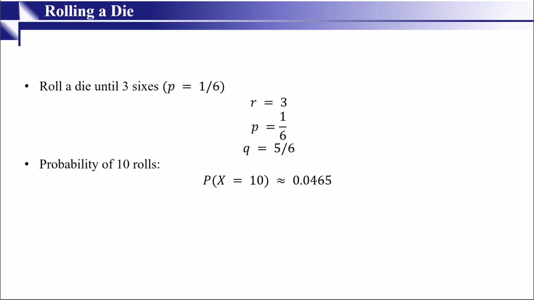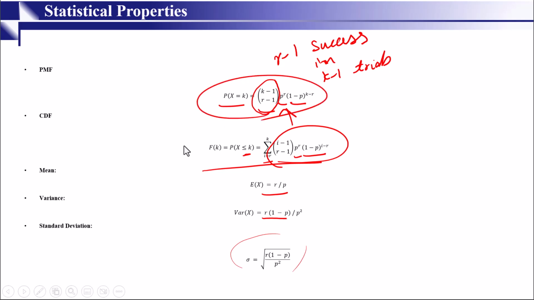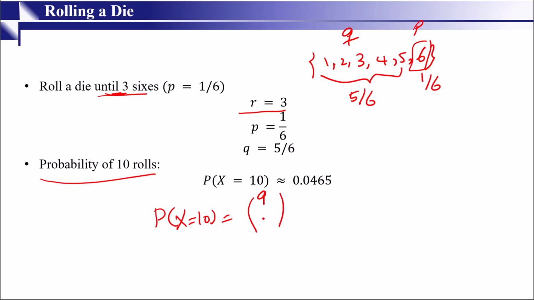For example, we want to roll a fair die until 3 sixes. In this case, we can say 1, 2, 3, 4, 5, 6. This is our sample space. The probability of success is 1 by 6, and this is q, the probability of failure, which is 5 by 6. r is equal to 3 successes. The probability of success is 1 by 6, and the probability of failure is 5 by 6. And for the probability of 10 rolls, meaning the probability of x equal to 10, based on the PMF equation that we have here, we need the combination of k minus 1, r minus 1. k minus 1 is 9, r minus 1 is 2, the probability of success to the power of 3, and the probability of failure to the power of 10 minus 3, right?